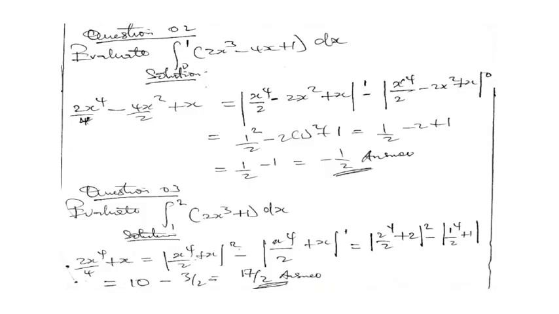Now, picking the maximum value of 1, we have 1 raised to the power 4 over 2 minus 2 bracket 1 raised to the power 2 plus 1. Since the next value is 0, we eliminate the other side. Our answer becomes minus half.